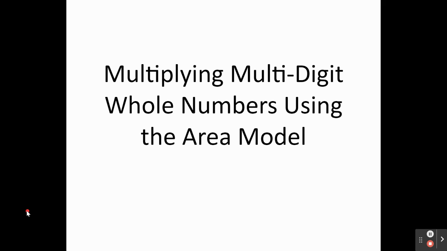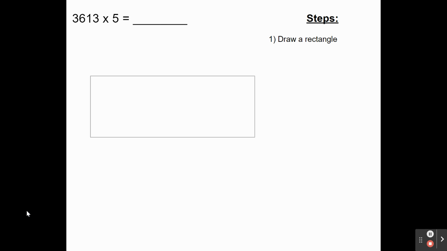Everyone, it's Miss Joyce. Today we'll be multiplying multi-digit whole numbers using the area model. Let's start by multiplying 3,613 times 5. The first step is to draw a rectangle. We're going to be finding the area, or space, inside the rectangle.